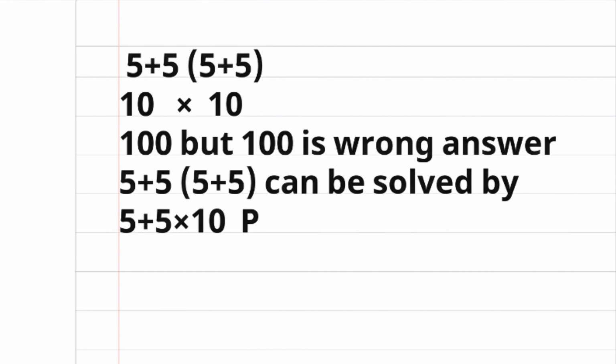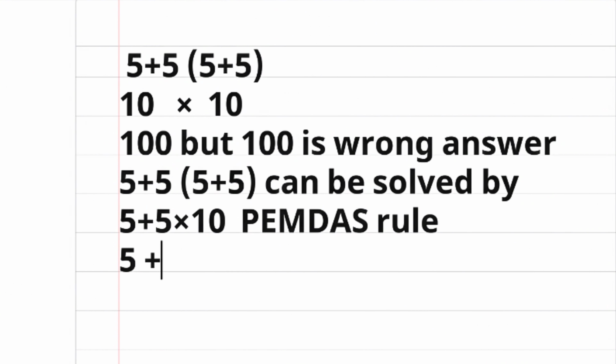PEMDAS means P-E-M-D-A-S. It is the order of operations. So P has been solved. Now exponent is missing, so we have to multiply first. 5 times 10 will be equal to 50. Now the final step will be addition, which will be 55.